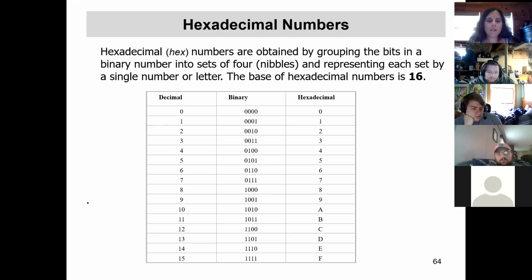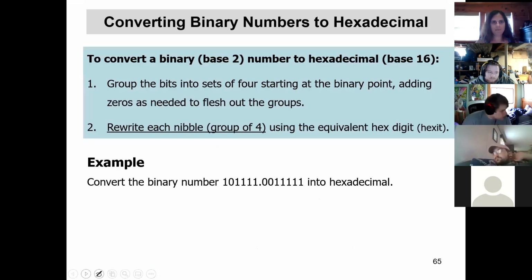Okay. So now let's see how this plays out. And these are called hexets. I did want to mention these are hexets instead of digits. So these right here are bits. These are hexets. Okay. So converting binary to hexadecimal.